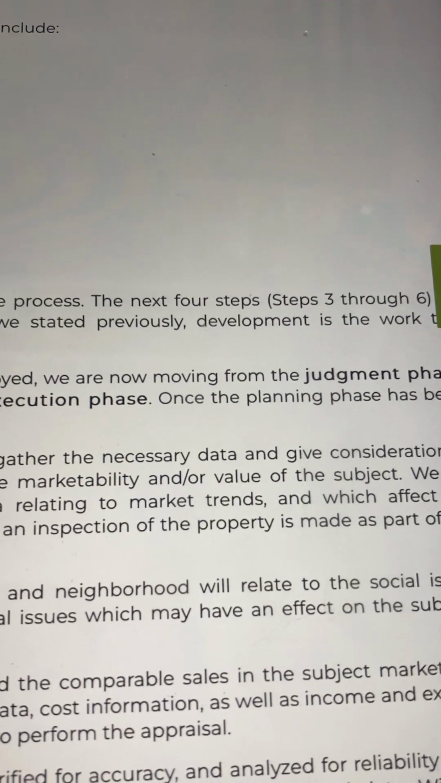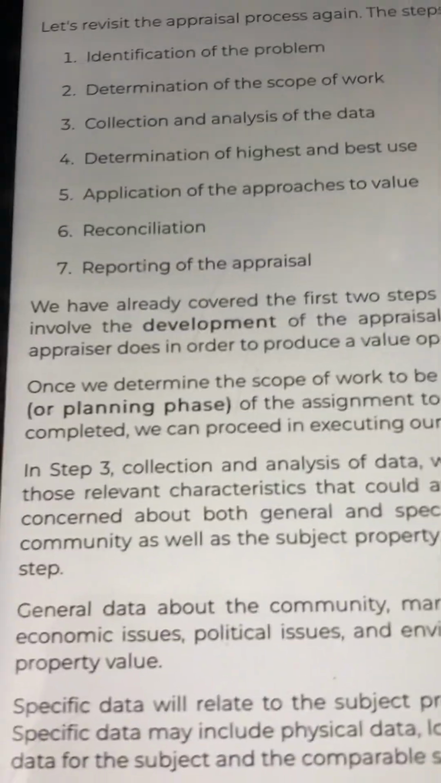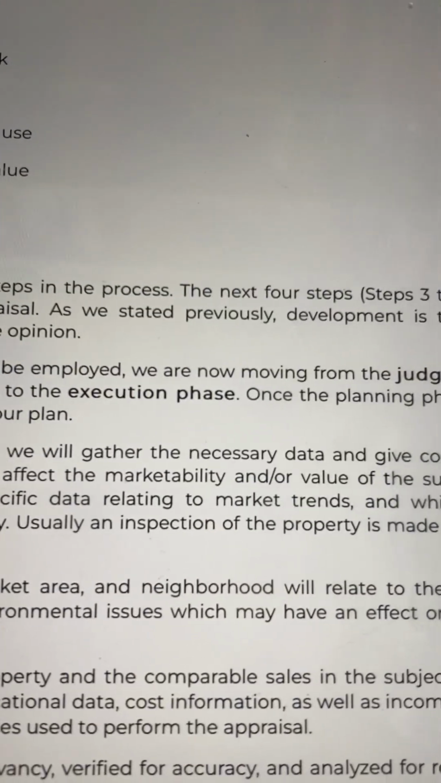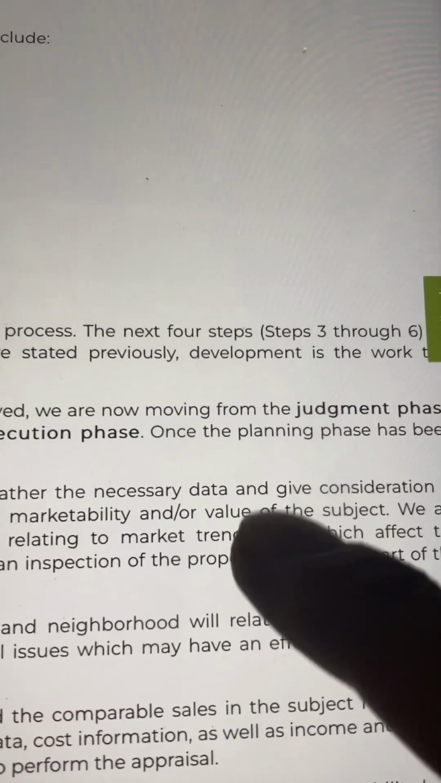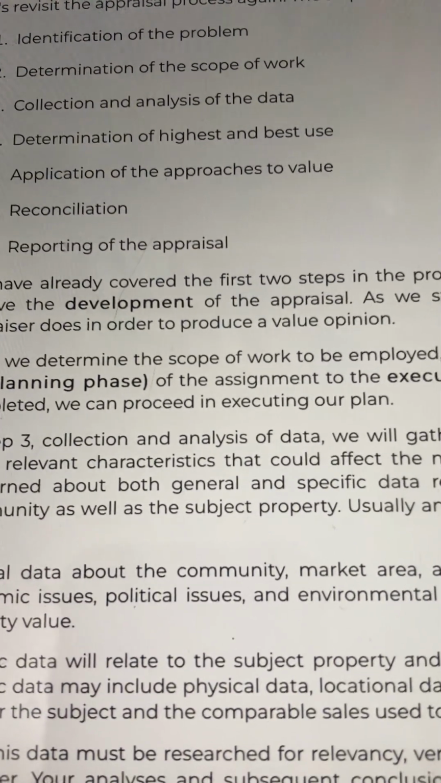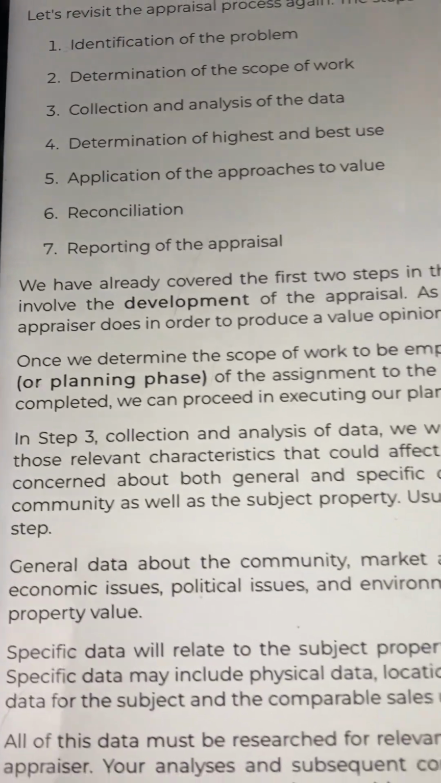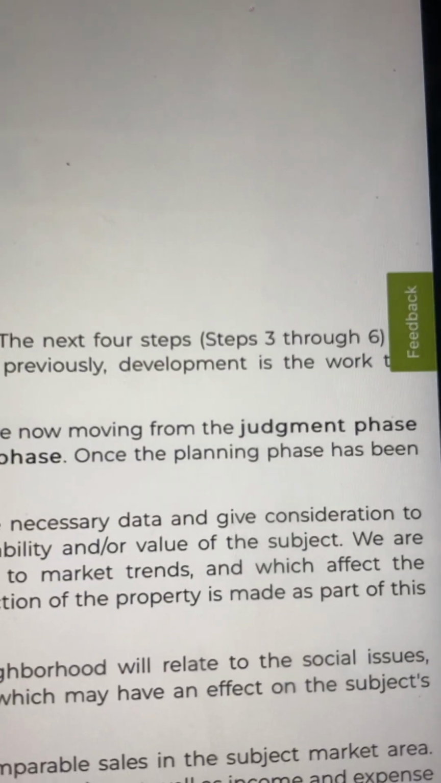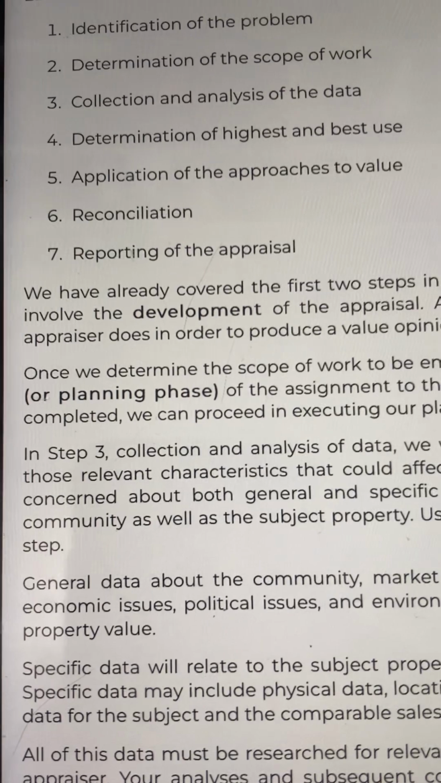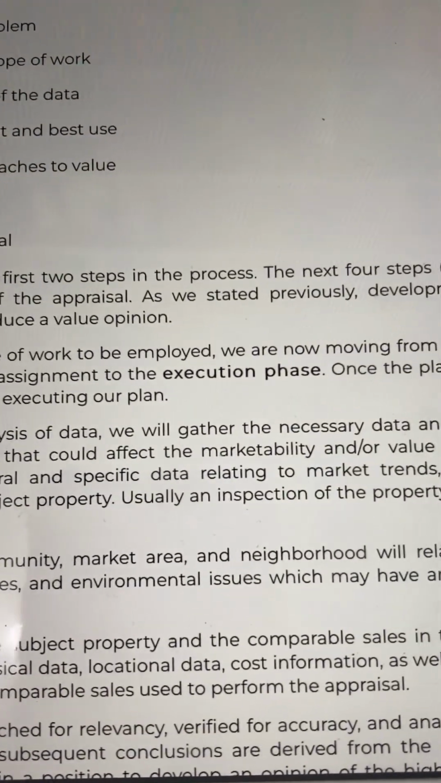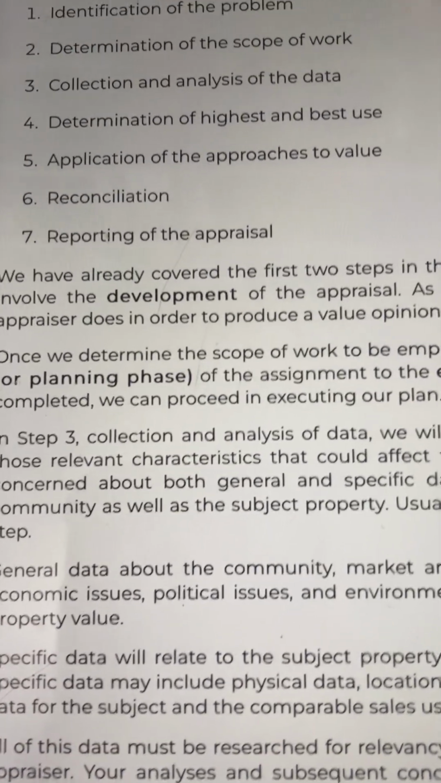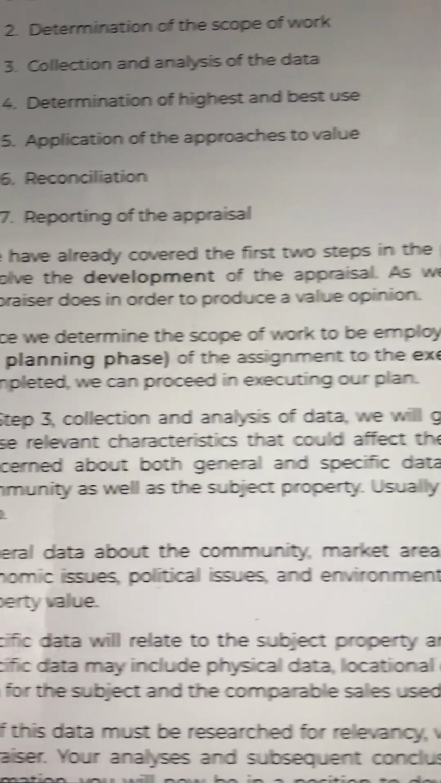The next 4 steps, steps 3 through 6, involve the development of the appraisal. As we stated previously, development is the work the appraiser does in order to produce a value opinion. Once we determine the scope of work to be employed, we are now moving from the judgment phase or planning phase of the assignment to the execution phase. Once the planning phase has been completed, we can proceed in executing our plan.